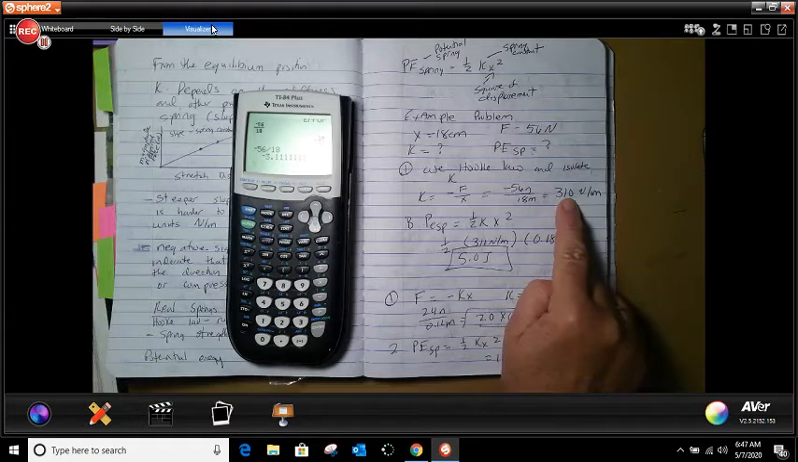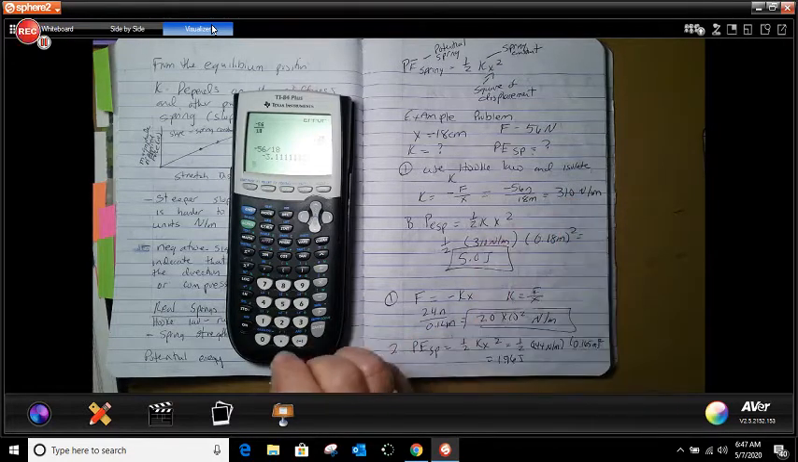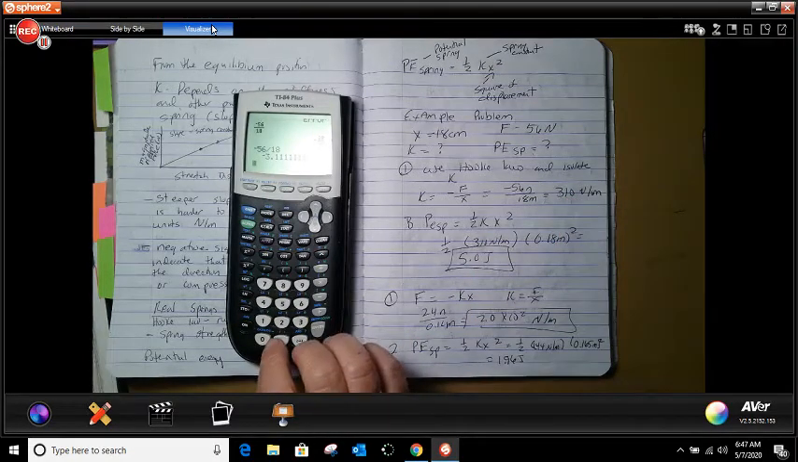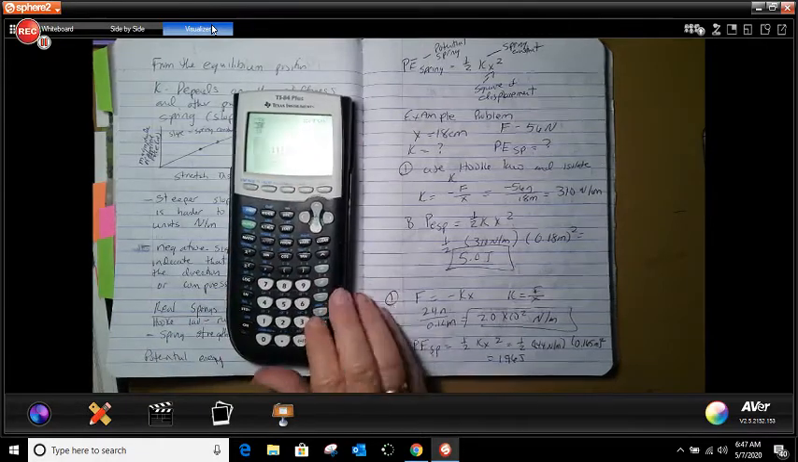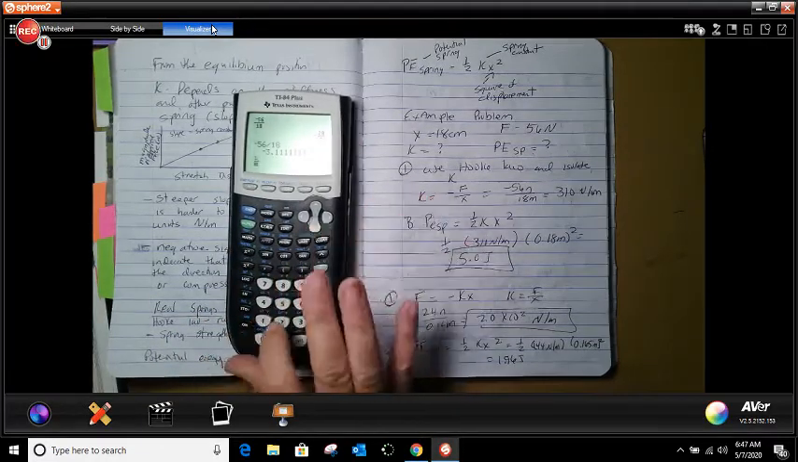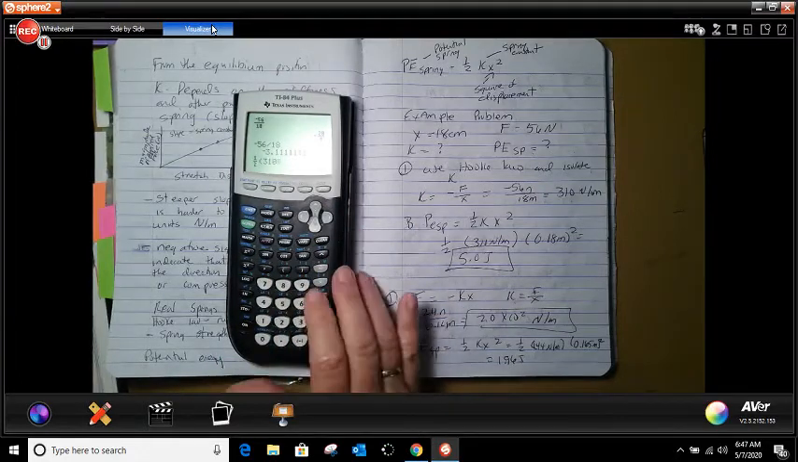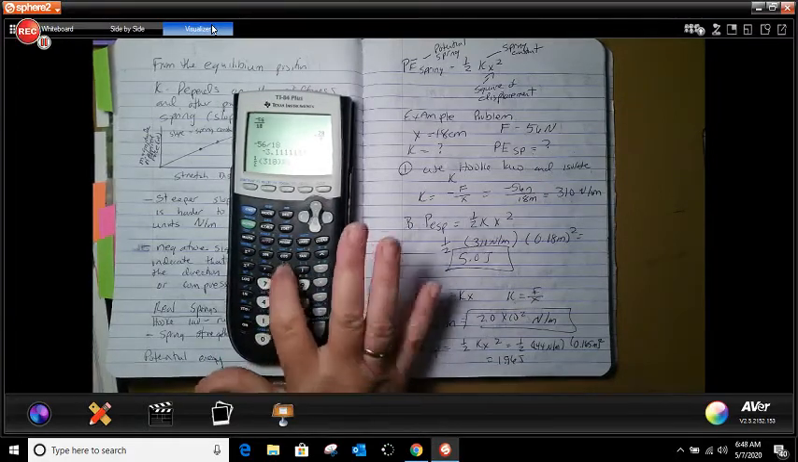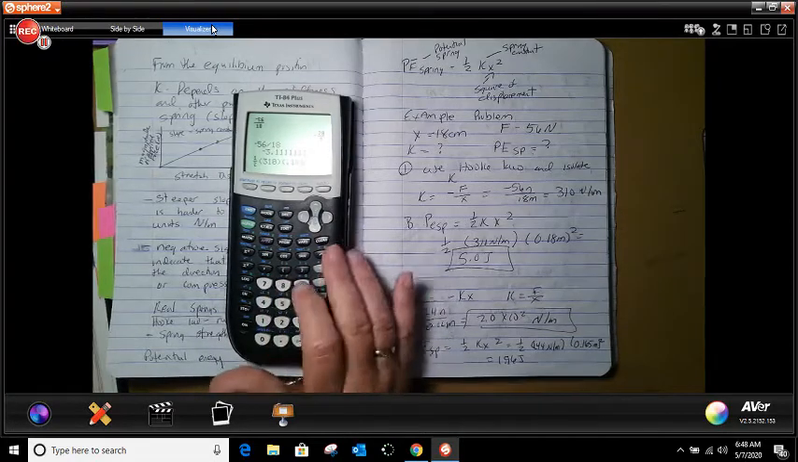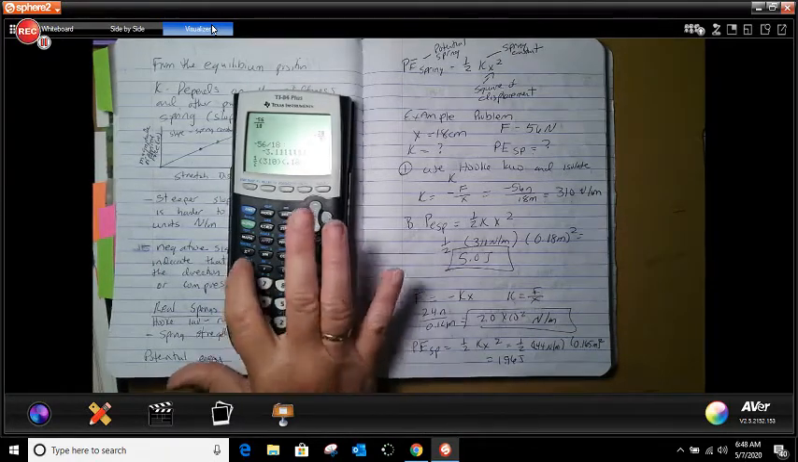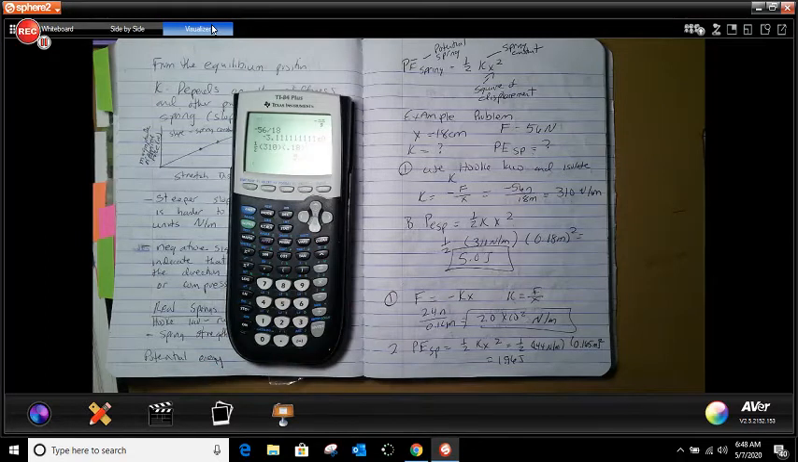Then you have to find PE. You're going to do 1 over 2, multiply that by 310, multiply that by 0.18, and square it. That gives us 5.0 times 10 to the 0 power, which is 5.0.